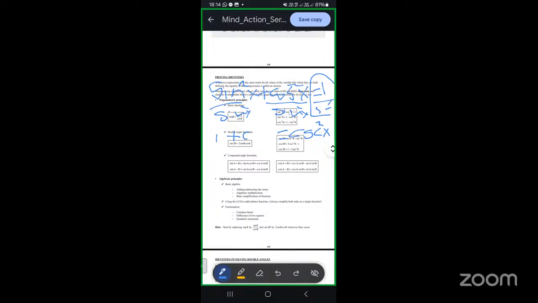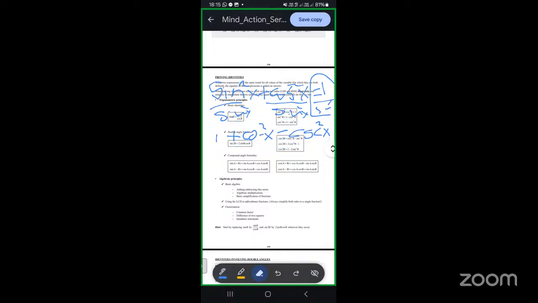So you are going to have this cot squared x here. You are also going to have these trigonometric ratios here: cosec squared x is equal to 1 plus cot squared x. So now at least you've got an idea of where this formula comes from. Do you understand it? Yes, sir. Okay, thank you.